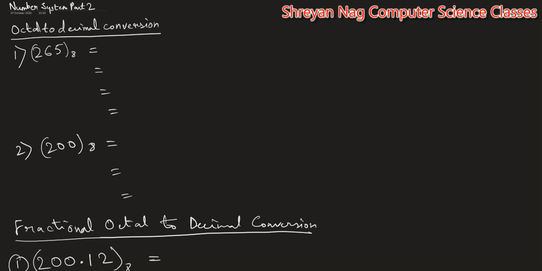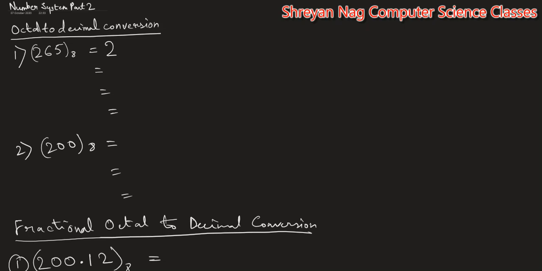In this video, we will see the number system part 2. So first of all, we will look at octal to decimal conversion. We have taken a number 265 base 8. Base 8 indicates it is an octal number.